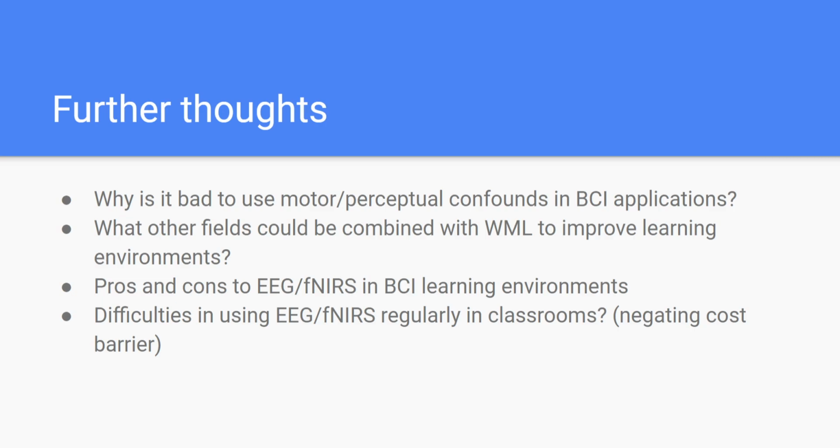And then what are some difficulties you foresee in using EEG and fNIRS regularly in classrooms? And I'd like you to think about the difficulties besides the cost. So like, let's say this equipment was readily available and cheap to access for everyone. What are some of the difficulties that you would see using EEG and fNIRS?